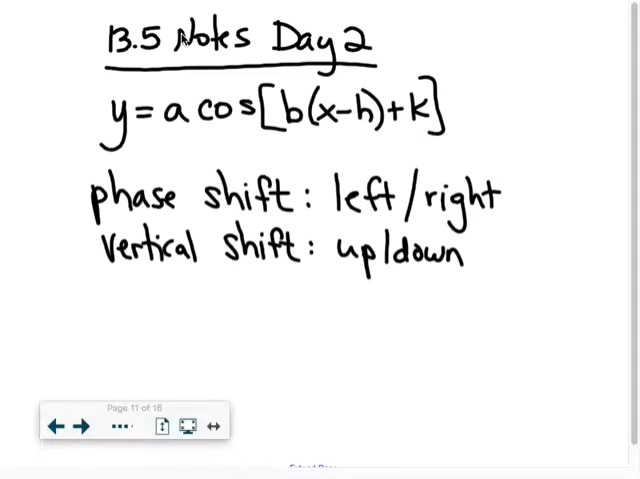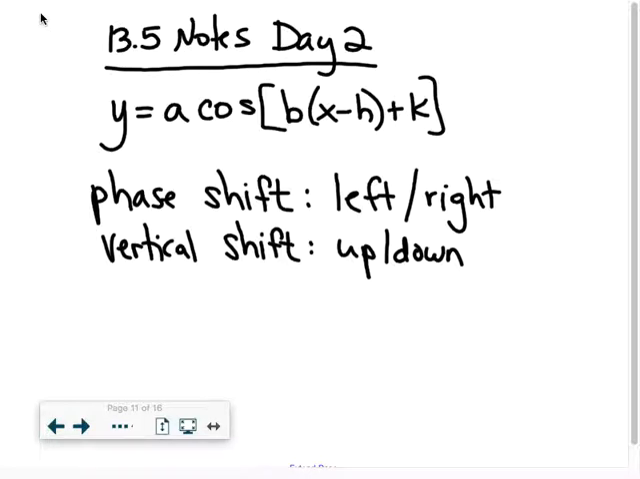So you're going to call this 13-5 notes, day two. And everything that you see me do is what we're going to do. We're going to do just four graphs today. And our focus is the phase shift. And I introduced this, I believe, on day three of 13-4.